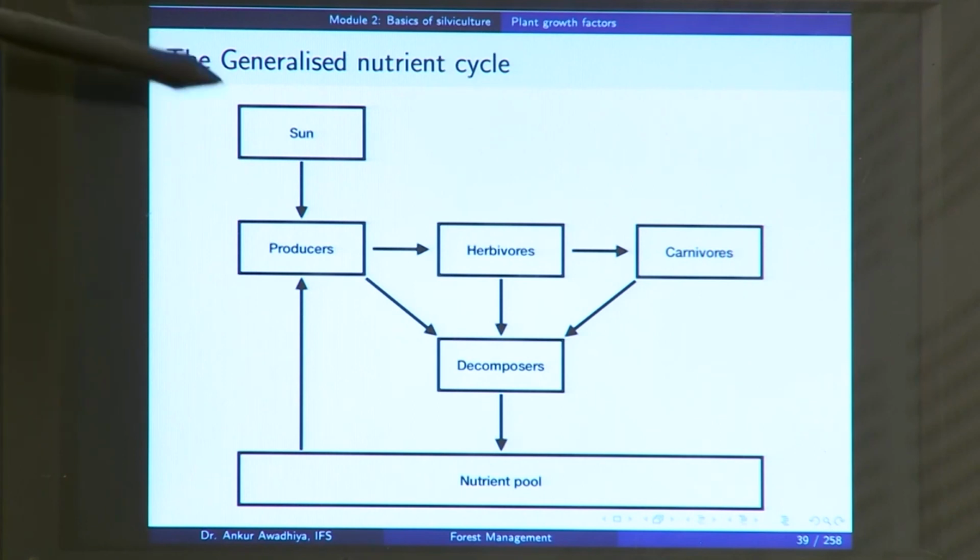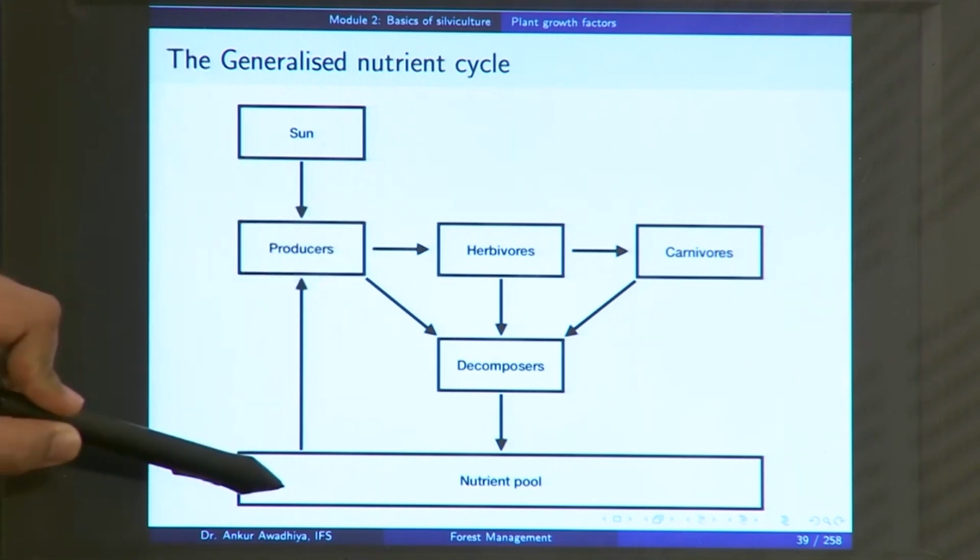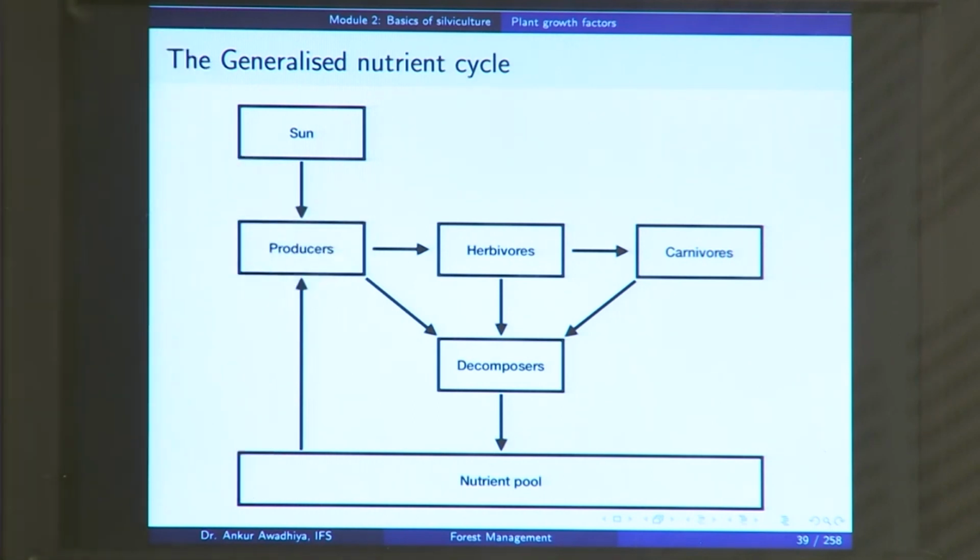Now, these producers are making use of the nutrient pool, and this nutrient pool can be there in the lithosphere, the hydrosphere or the atmosphere, because there are certain nutrients such as carbon dioxide which are taken from the air. So, it is coming from the atmosphere. There are certain nutrients that come from water in the form of dissolved salts, and there are certain nutrients that come from soil and rocks or the lithosphere.